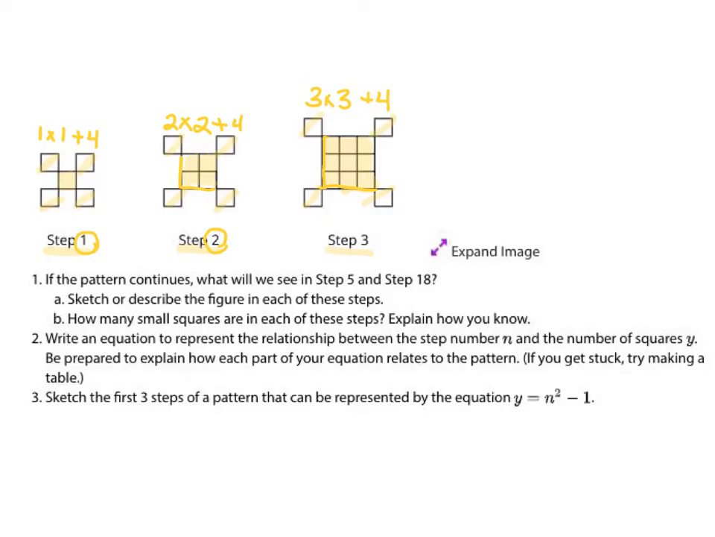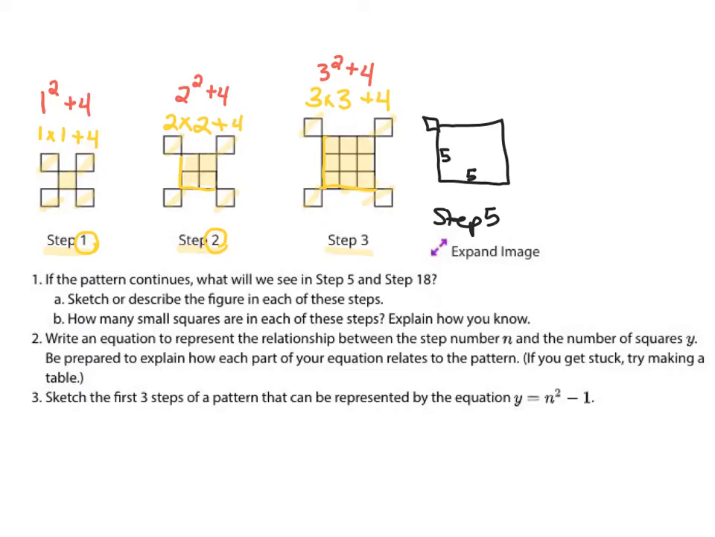Remember, we're building quadratics here. We talked about what a quadratic is. So what I really have here is 1 squared plus 4. 2 squared plus 4. 3 squared plus 4. Step 5 would be 5 squares by 5 squares with 4 squares on the outside, which would be a 5 by 5 plus 4.